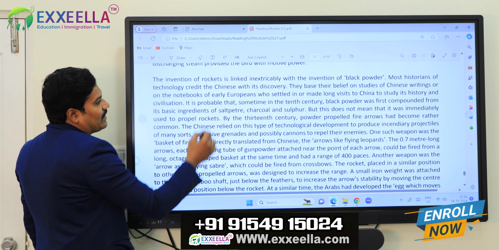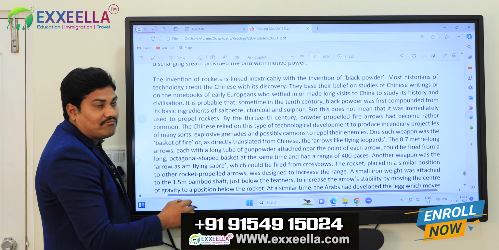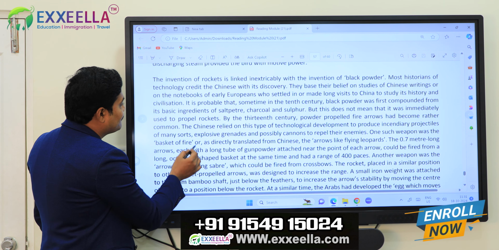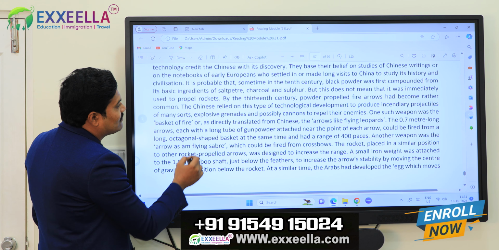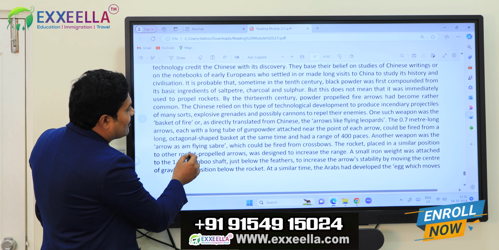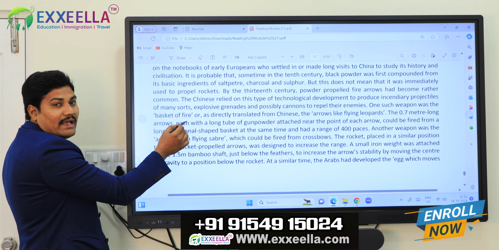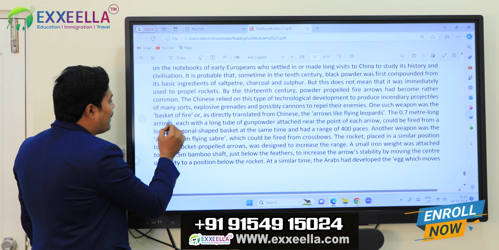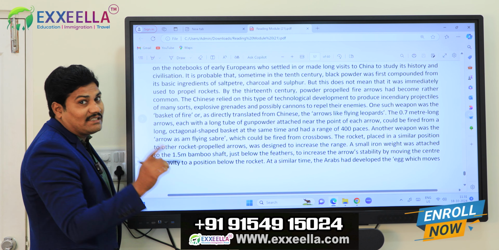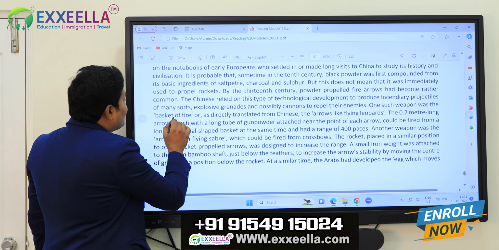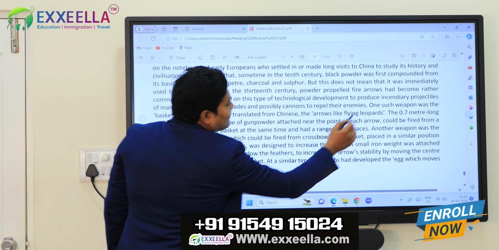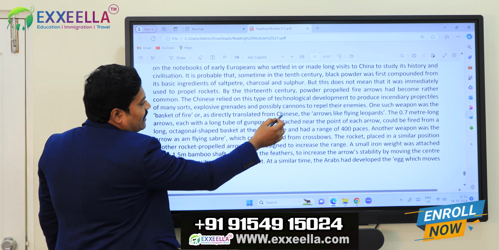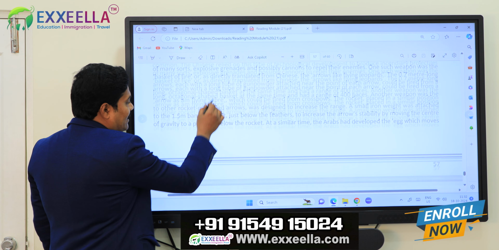Here we have the keyword Chinese, so probably we may get the answer in this paragraph. Let's concentrate on this paragraph now. Here also we have the word Chinese. Yeah, here we have the basket of fire. So the word Chinese is available in this paragraph and basket of fire is also mentioned here. Let's start reading from the beginning of this sentence. One such weapon was the basket of fire, or as directly translated from Chinese. Okay, so here we got the keyword.